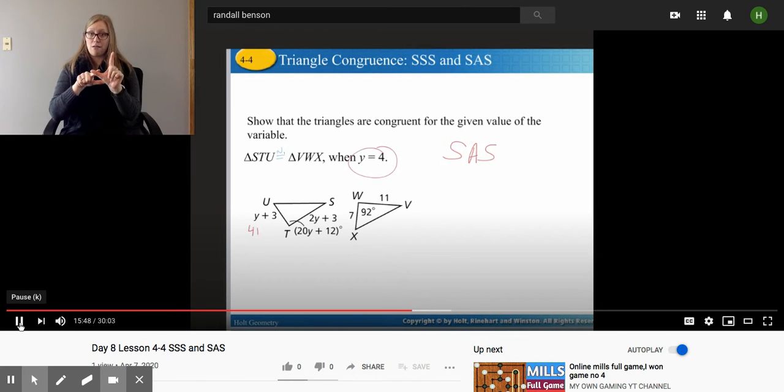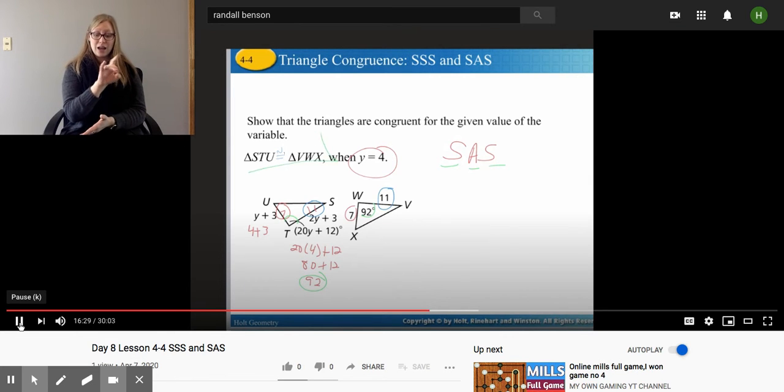We have 4 plus 3, so this side is going to be 7. And then 20 times 4 plus 12 for the angle, so that's 80 plus 12, so that's going to be 92. And then we have 2 times 4 plus 3, which would be 11 for this other side. So let's see if we can match them up. So we have a side that is 7, a side that is 7, a side that is 11, and a side that is 11. And then the included angle between those sides is 92. And so we've shown side, angle, side. Therefore, these triangles are congruent.